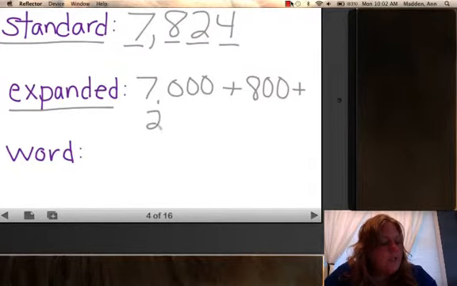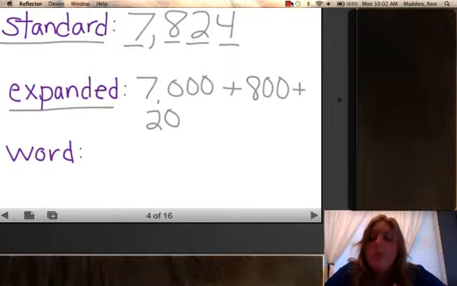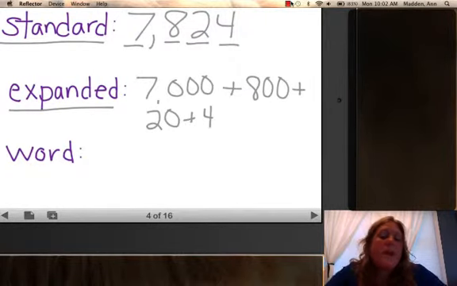The 2 is in the tens spot, and if I had 2 tens, think about dollar bills, 2 $10 bills, I'd have $20. And then my 4 in the 1 spot is simply just a 4. So the expanded form right now is 7,000 plus 800 plus 20 plus 4.